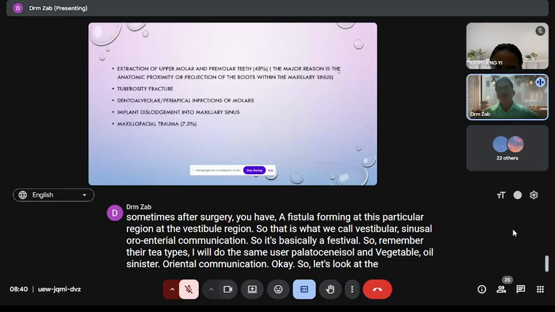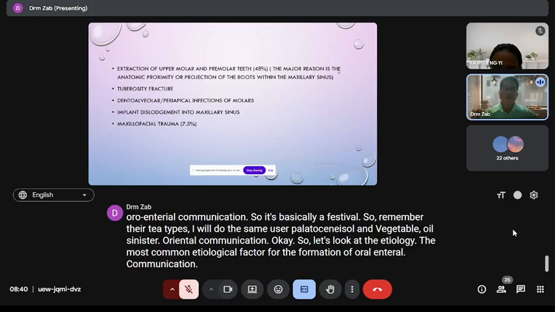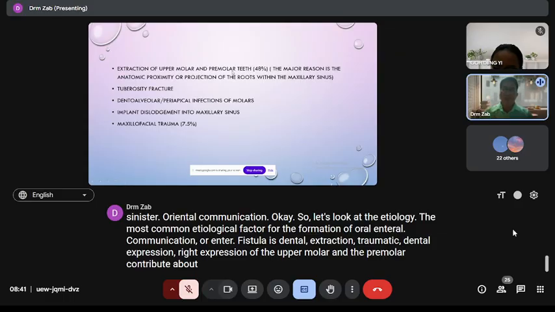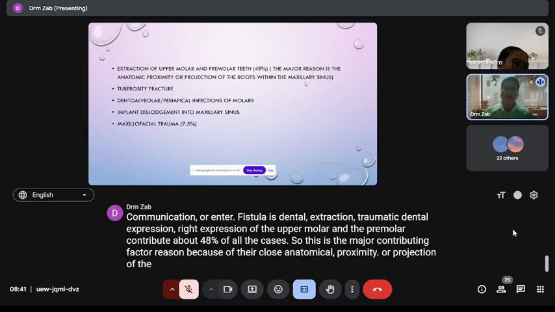So let's look at the etiology. The most common etiological factor for the formation of oro-antral communication or oro-antral fistula is dental extraction, traumatic dental extraction. Extraction of the upper molar and premolar contributes about 48% of all cases. So this is the major contributing factor, because of the close anatomical proximity or projection of the roots within the maxillary sinus.